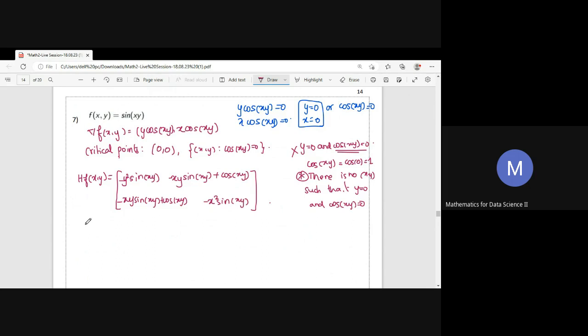Now what we have to look at is what is Hf of 0, 0. First let us consider the point 0, 0. What is this matrix? This will become 0, this will become 1, this will also become 1, and this will become 0. Now what is the determinant of this matrix? Minus 1. Okay, the determinant is minus 1.